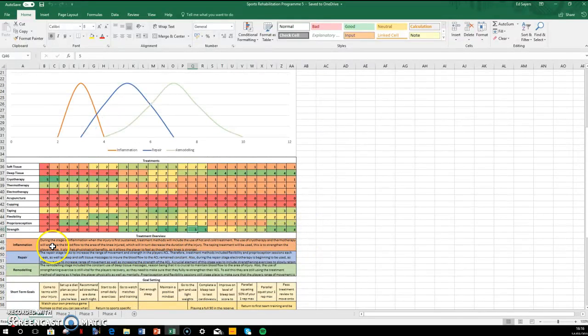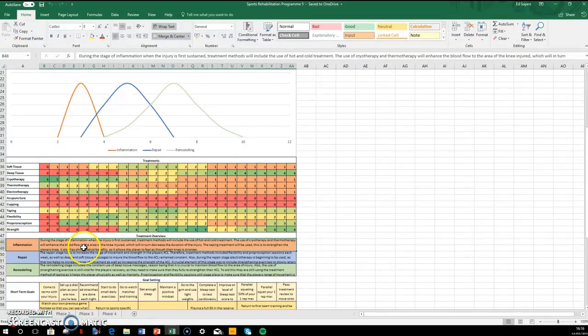So my treatment overview for the inflammation stage. During the inflammation stage, when the injury is first sustained, the treatment methods will include use of hot and cold treatment. Use of cryotherapy and thermotherapy will enhance the blood flow to the area of the knee, like I said earlier, which will decrease the duration of the injury time, so they'll recover quicker. The taping will be used to strengthen the player's knee. It also has a psychological benefit, as I said, and allows the player to feel as though the knee is stronger.